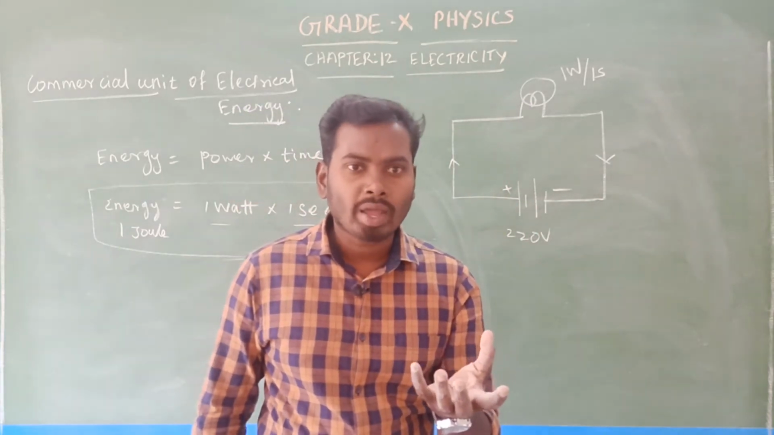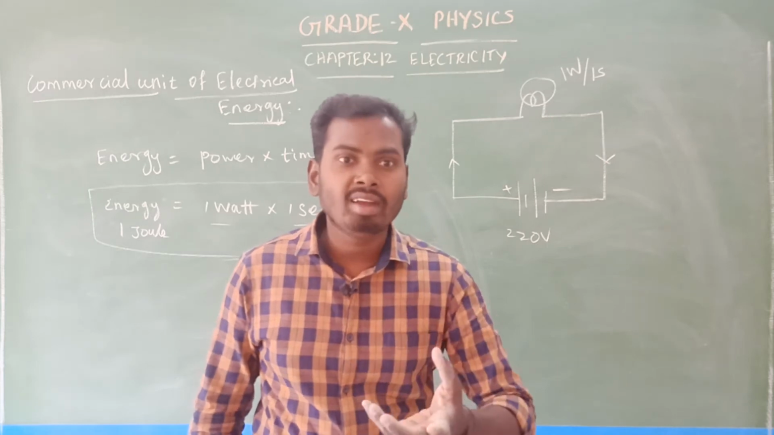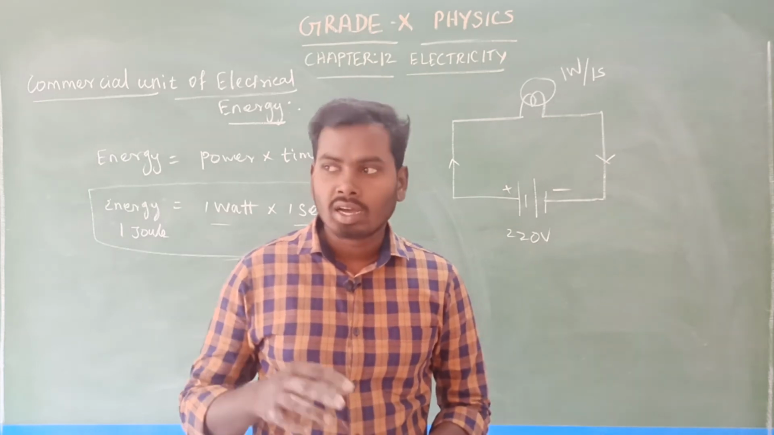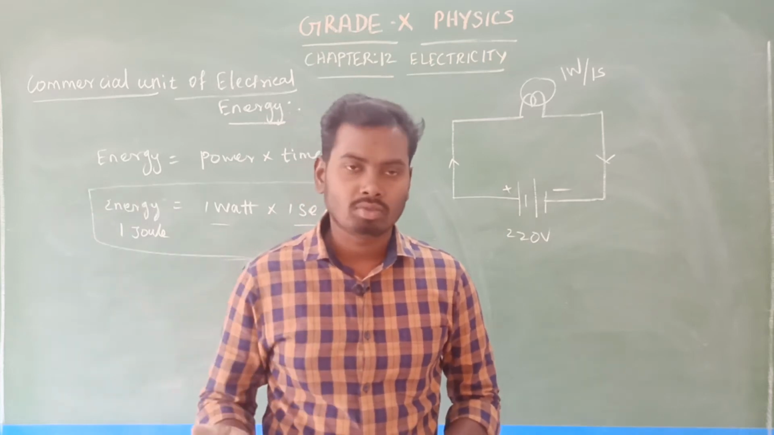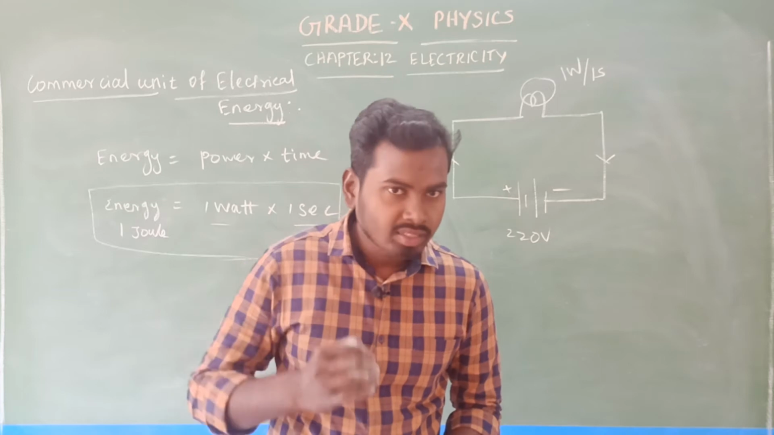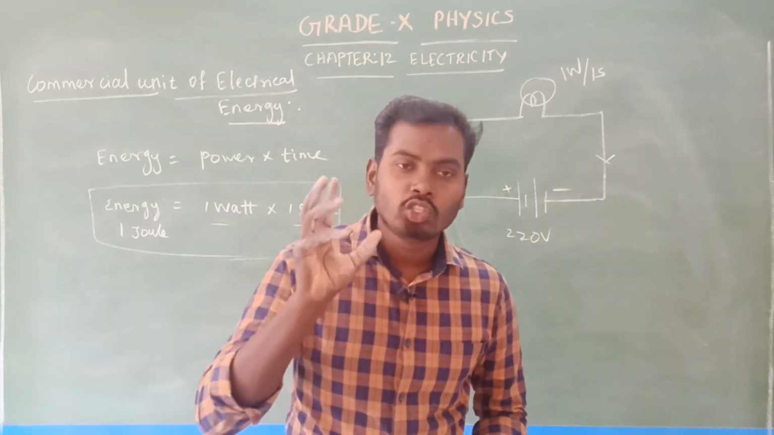0 watts bulb. It is used in a night lamp. That bulb will be in different colors: blue, yellow, green, white, and so many colors. Actually, we call that a 0 watt bulb, but it is not actually a 0 watt bulb.